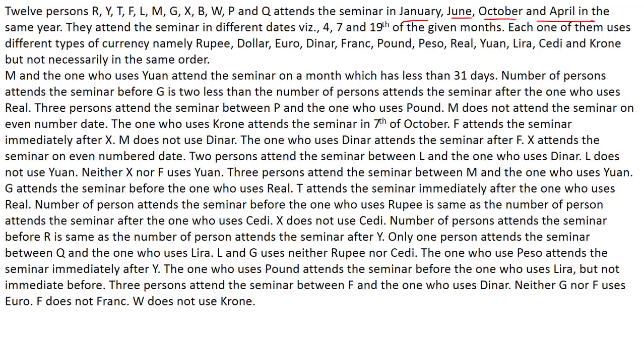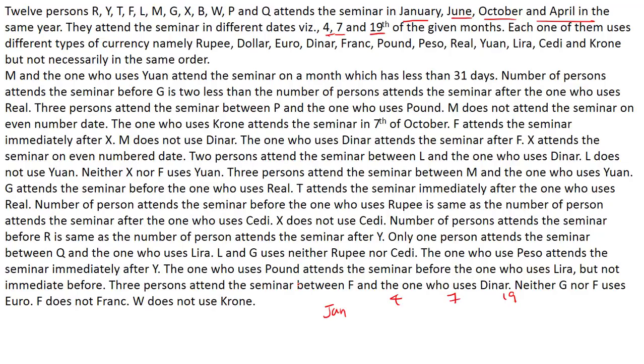Okay, the next one is they attend the seminar on different dates. So these 12 persons are going to attend the seminars on different days, that is 4th, 7th and 19th. So the dates are given, that is 4th, 7th and 19th. So therefore, there are 4 months, right? So first is January. In January there will be 3 dates, that is 4th, 7th and 19th. In these 3 dates, one person will be attending on each of these 3 days. I hope you got it.